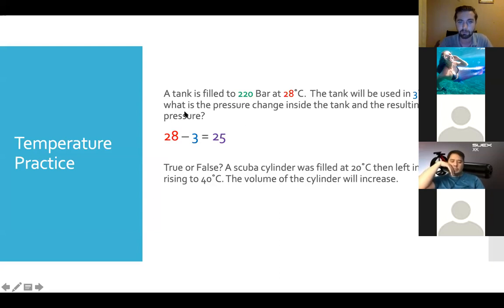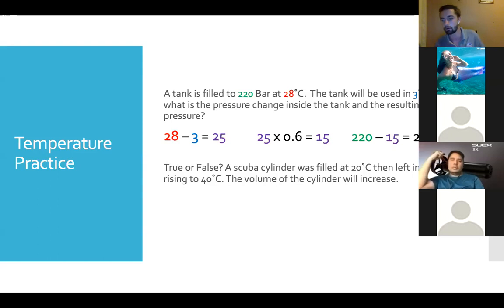Okay. So 28 degrees to 3 degrees, we have a 25 degree change in the temperature of that scuba cylinder. And we know that for each degree, we're going to lose 0.6 bar. So 25 times 0.6, we would actually lose 15 bar of pressure right away. Okay, so just by entering the water, a 220 bar tank could go down to 205 bar.